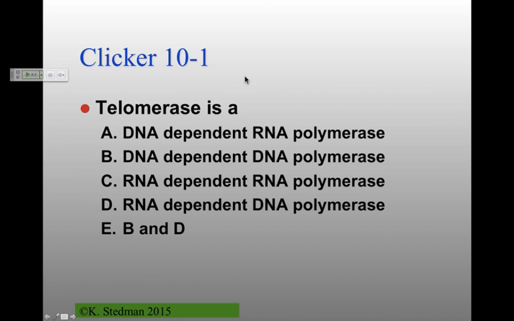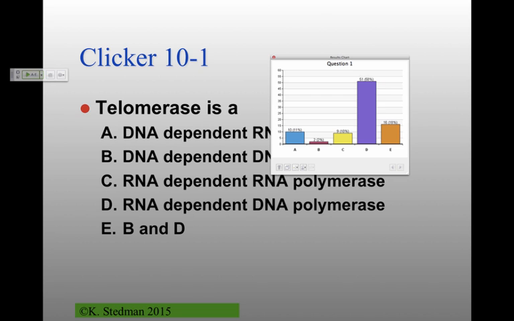Now what about this dependent? What does that dependent mean? What it means is, what is it using as a template? So what's it using as a template here? It's RNA, which it's using as a template. Is it using DNA as a template? Does it use DNA as a template? No, it doesn't use DNA template.